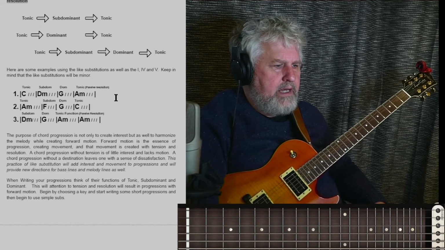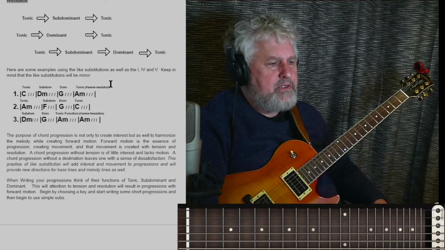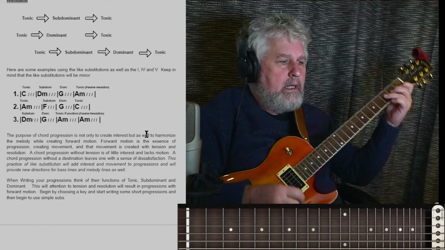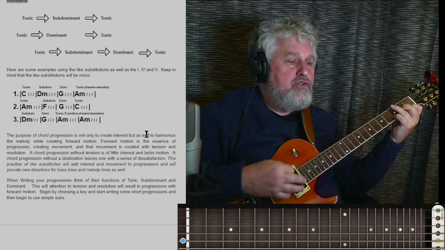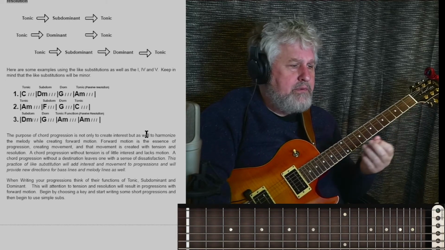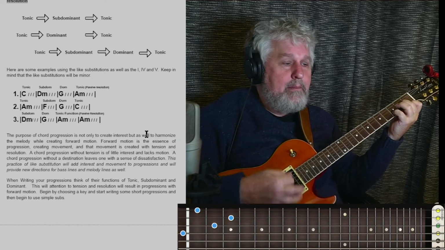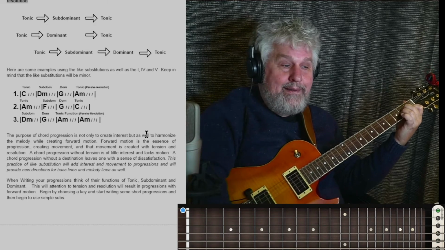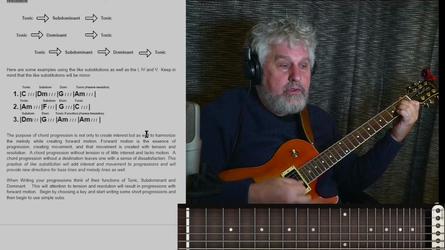Here are some examples using like substitutions as well as 1, 4, and 5. Keep in mind that the like substitutions will be minor. So these are just like a tonic, sub, dominant, and that's a really nice one. Man, I like that. So this is tonic, sub, dominant, and tonic. You'd have to call that a deceptive resolution, right?